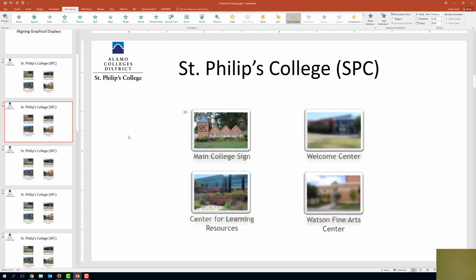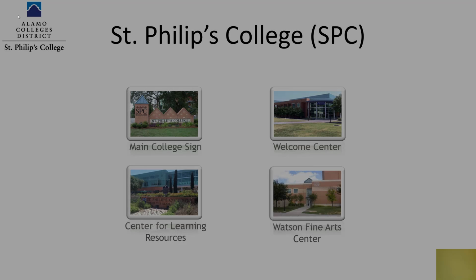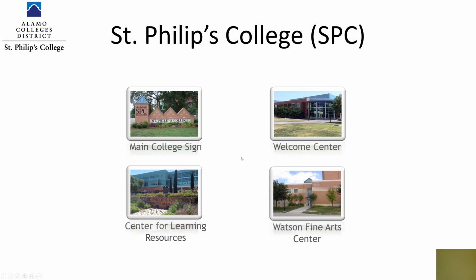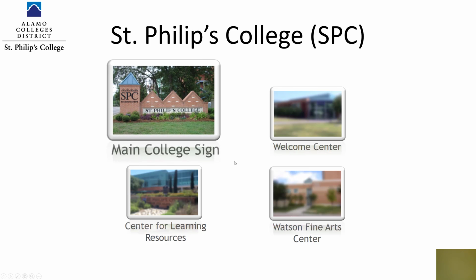And now we're going to test out our animation by clicking the slide just before the slide we just worked on. Click on the slideshow and click on from current slide. So now if we correctly set it up, when we click to go to the next slide, the main college sign picture should expand. And there you are, an opportunity to share about the main college sign.